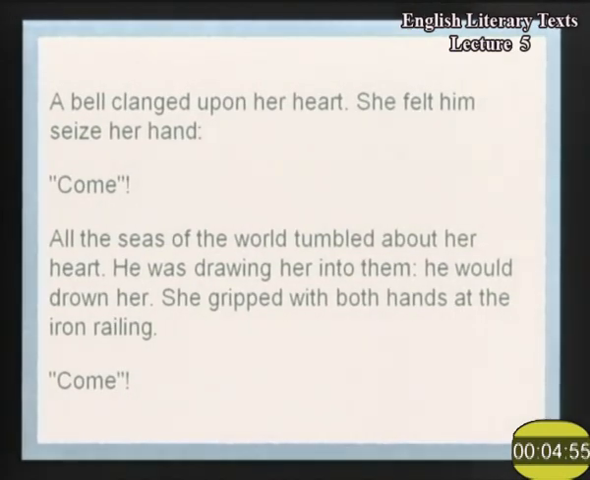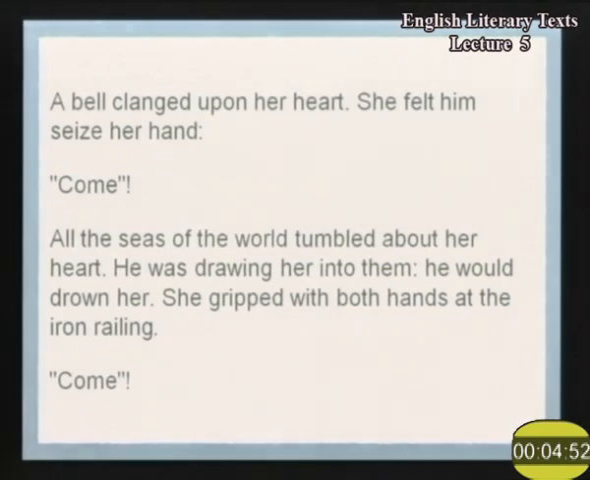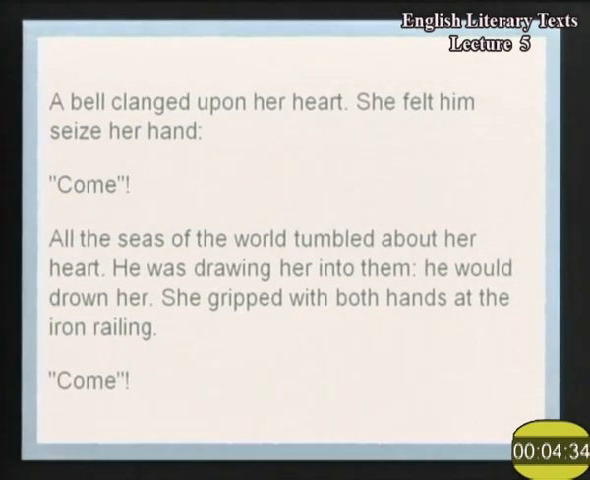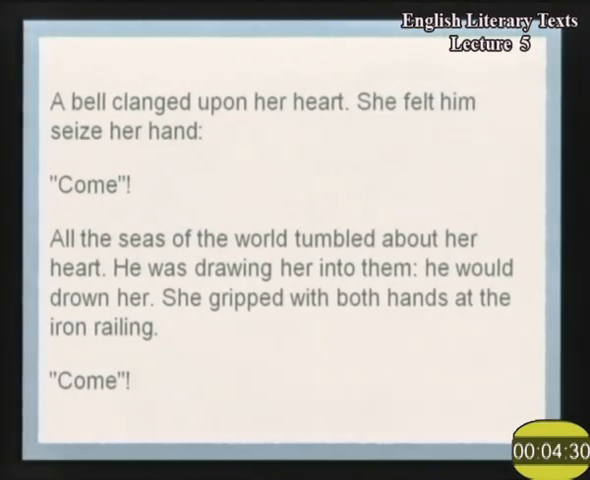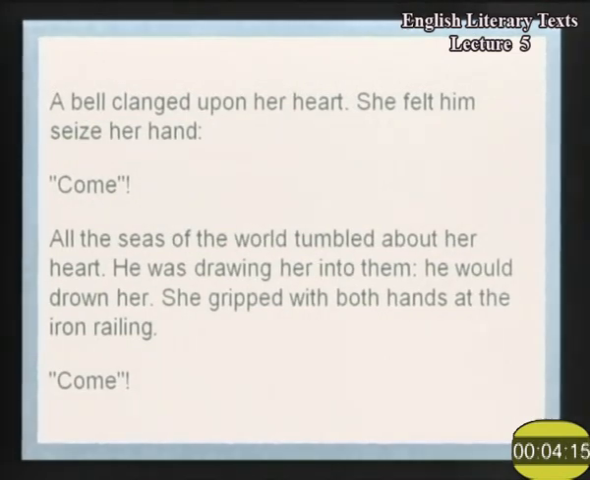A bell clanged upon her heart means that she felt the beating of her heart. You can speak about this as a metaphor where the heart is being compared to a bell and sounding very, very powerfully. So her heart was beating very strongly. One's heart beats strongly when you're afraid, when you're deeply in love, when you're extremely happy. But we are left to decide why Evelyn is feeling her heart beating so much.